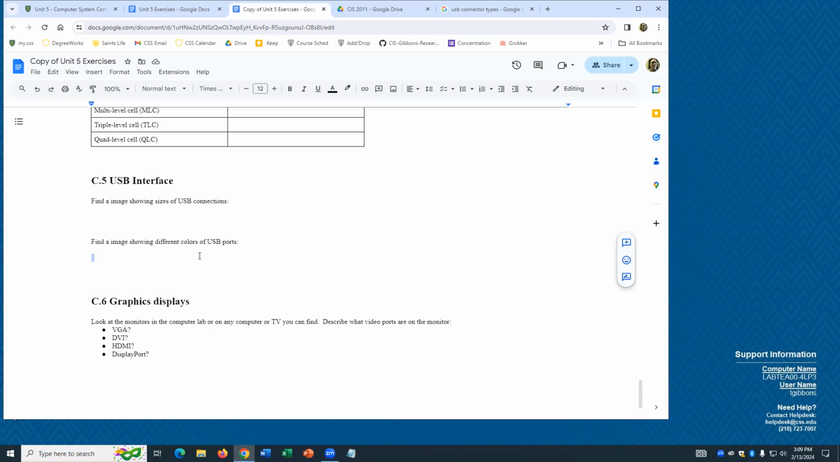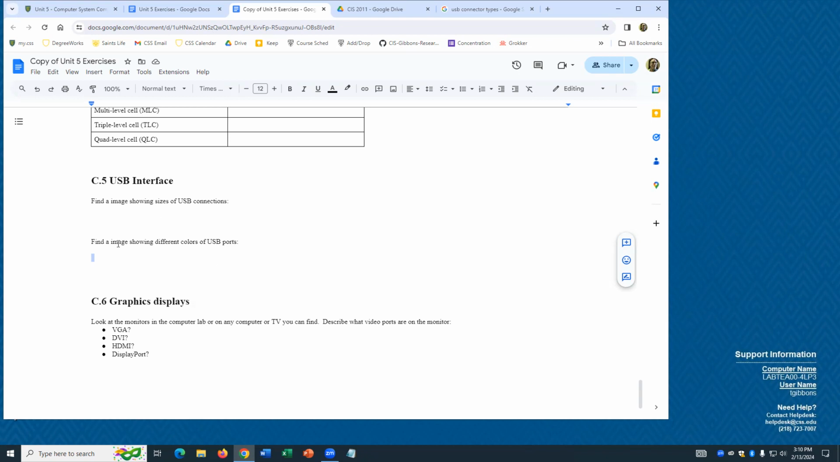Anyone know how many volts USB runs at? 5 volts? So USB will run at 5 volts. So 60 watts divided by 5 volts is 12 amps. So that's pretty big stuff. Just in your house, the circuits that run your whole house are like 15 amps. So this is a pretty powerful charger.